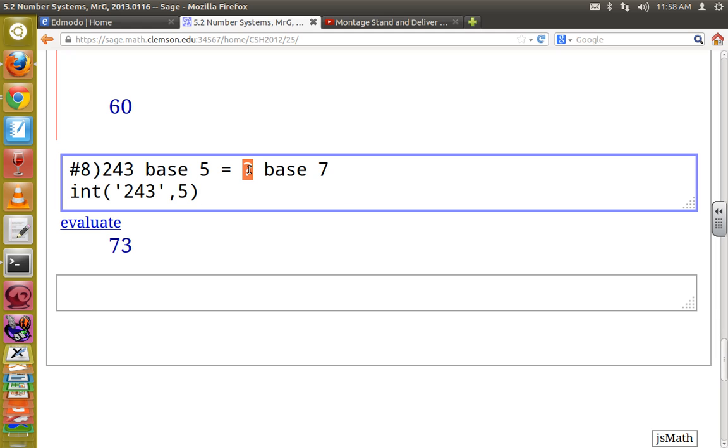Well, let's think about it. If I have one place in base 7, what's that placeholder? 1s. If I have 2 places, 7s. If I have 3 places, 49s. Do I need any more places? Well, what's the next one then? How did you get each one? You multiply by 7, right? So 1 times 7 is 7. 7 times 7 is 49. 49 times 7 is 343. Do we need 343 to represent 243? No, so forget that.